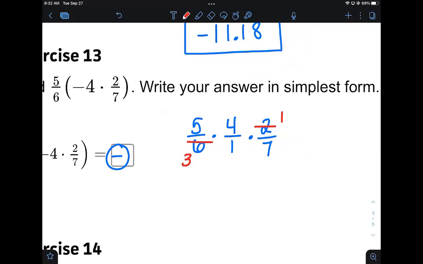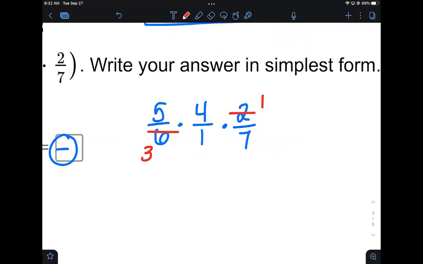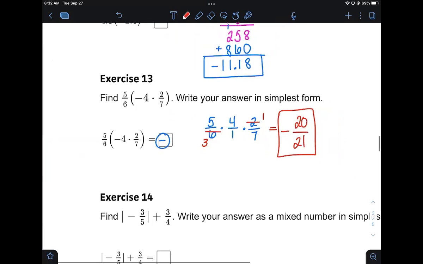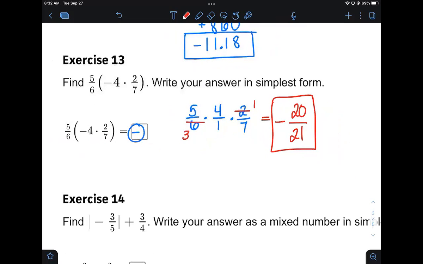Do we have anything else that cancels? No. 4 and 7, 5 and 7, 4. Okay. So on top then we have 5 times 4 times 1. What does that equal? 20. On bottom we have 3 times 1 times 7. 21. And that's not going to reduce. And we did say it was supposed to be negative. So negative 20 over 21. I like multiplying with fractions. Easier than adding or subtracting them, right?